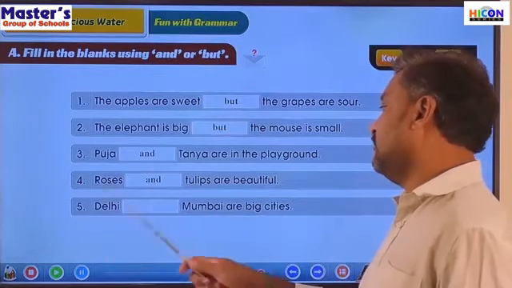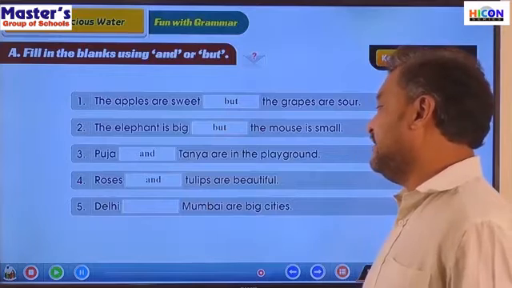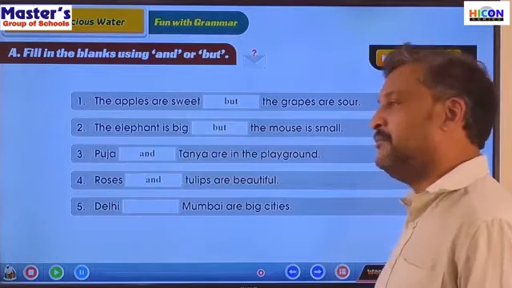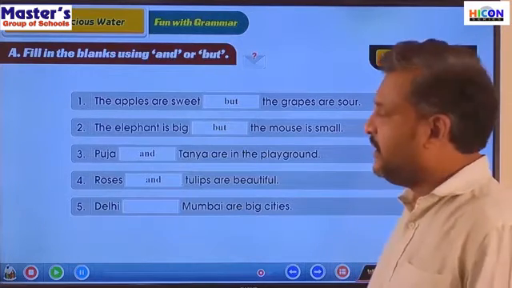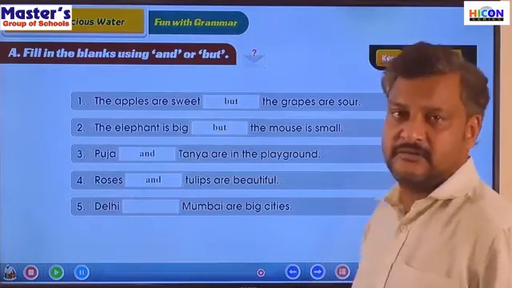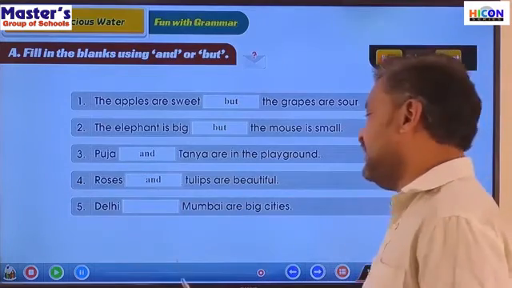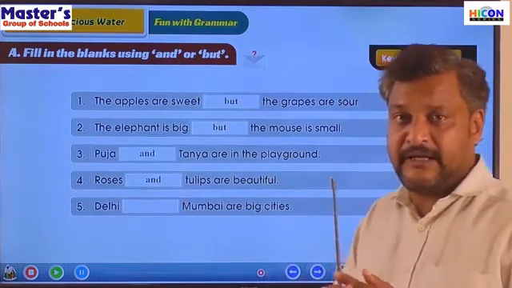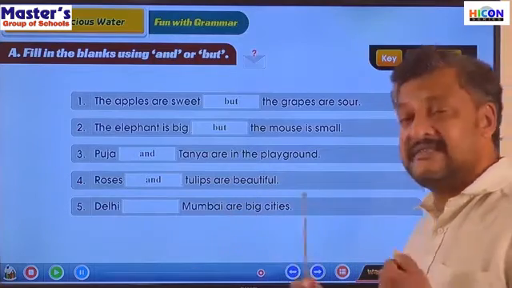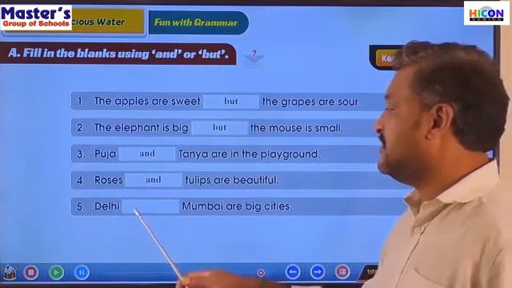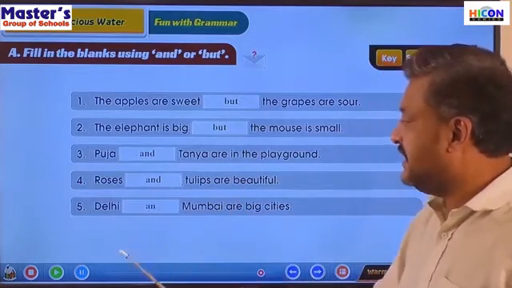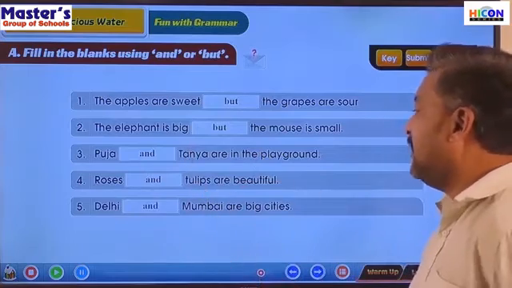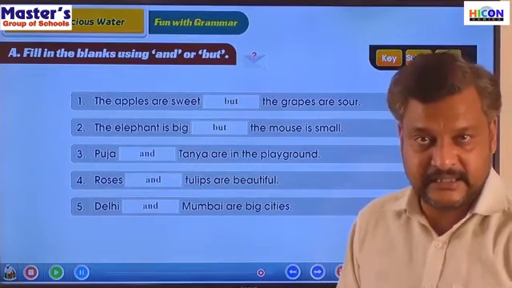Right? Now, 5. Delhi dash Mumbai are big cities. So, again, same concept. Delhi is a big city. Mumbai is a big city. These two sentences are combined and they are dealing with the same concept. So, we use and here. Delhi and Mumbai are big cities.